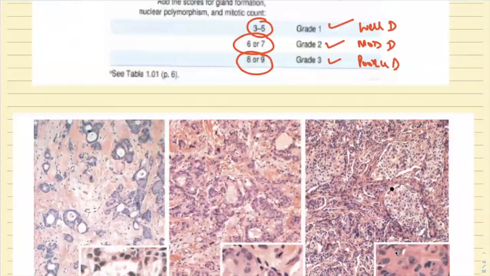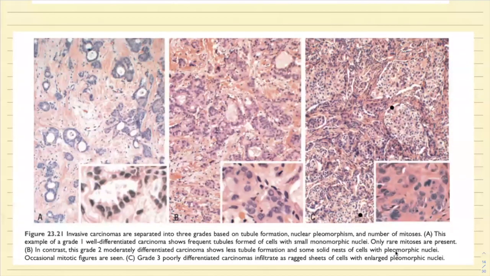Yes, clear to everyone? This is a very important image which is taken from Robbins. Now, I will just tell you in a very short way how to understand this. See, if you have more amount of tubule formation, if you can see more tubular structures, okay, that means they are well differentiated. Now, in the second image, so this becomes the grade 1 or well differentiated breast carcinoma.